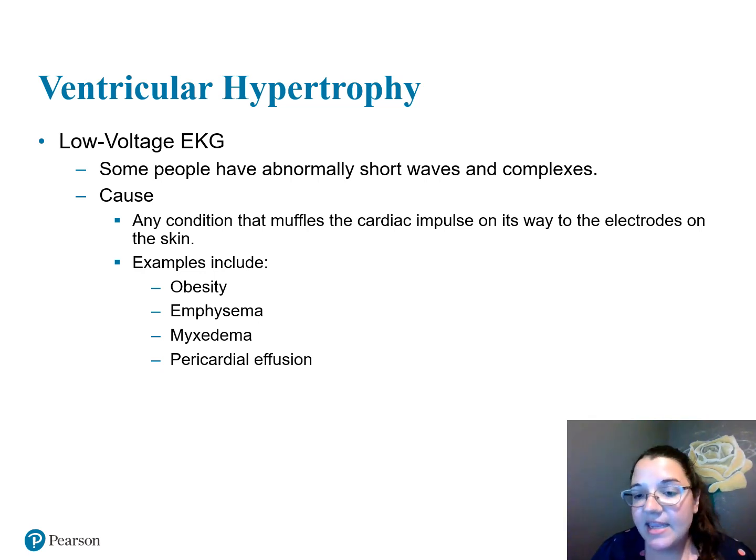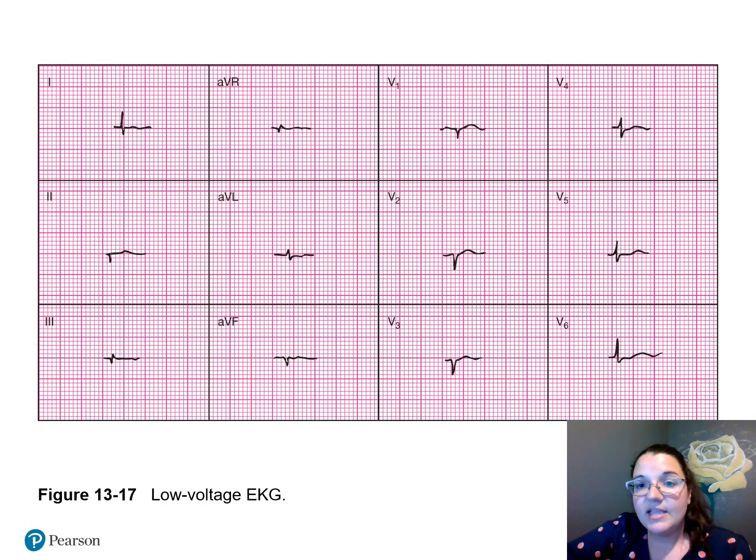If I have a patient whose EKG is going off the chart, we may need to change the signal. We may need to change to a low voltage EKG. Some people have abnormally short waves and complexes. What can cause this? Any condition that muffles the cardiac impulse on its way to the electrodes on the skin. Examples include obesity, emphysema, myxedema, and pericardial effusion. This is our low voltage EKG.